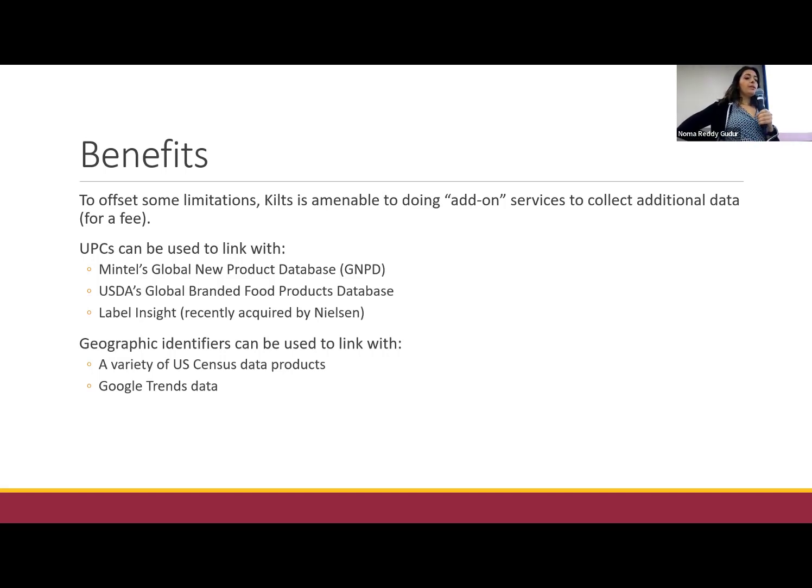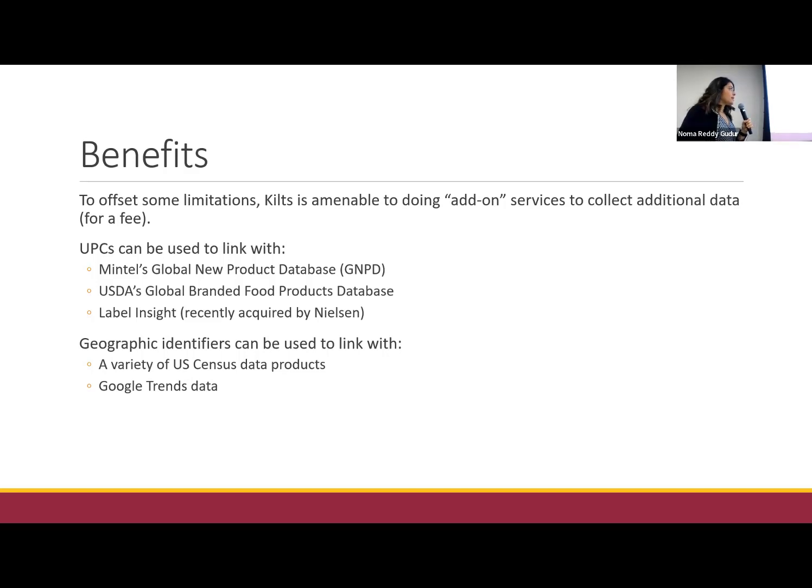For example, UPCs can be linked with a number of data sets. I'm just listing 3 here. Looking at the Global New Product Database, which is a Mintel product, to see to what extent does demand predict new product entry? We can look at things like the set of products that have been newly introduced. We can probably calculate that using the data, but this is a much cleaner way of doing it.